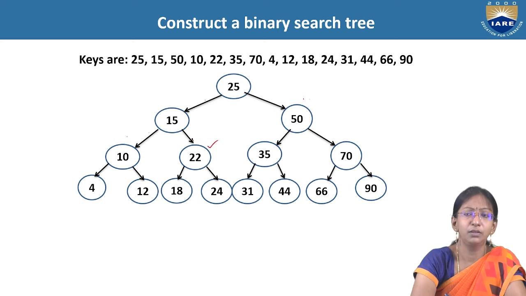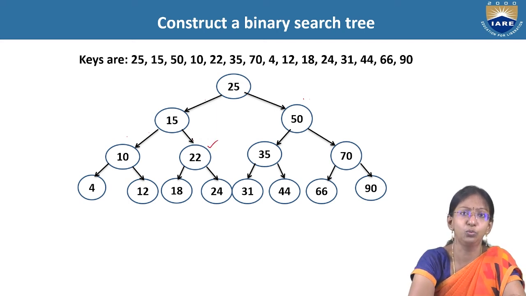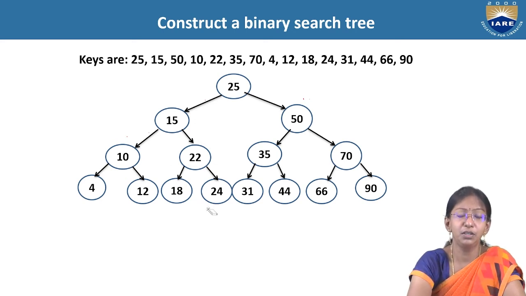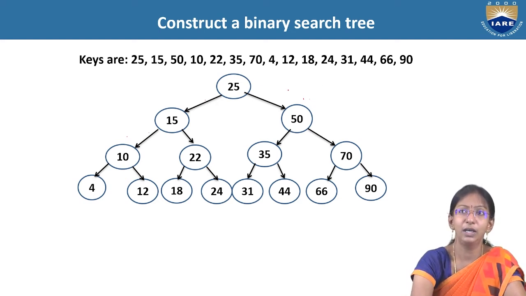So let's take a level 2 node, which is 22. Its left child is 18, which is less than 22, and the right child is 24, which is greater than 22. Right? So the BST property prevails, and this is the process of insertion, or you can say construction, of a binary search tree. You can take this to any extent.